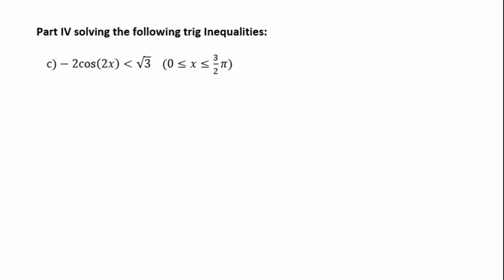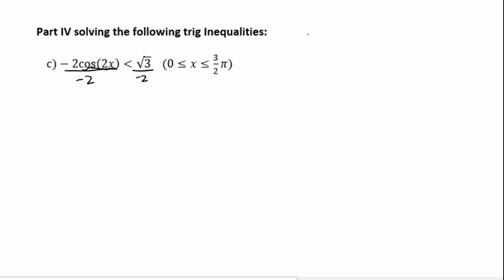Negative 2 cosine 2x less than square root of 3, for x greater than or equal to 0 and less than or equal to 3 pi over 2. Since this is a linear inequality, we need to isolate cosine 2x on one side. So first of all, we divide both sides by negative 2.